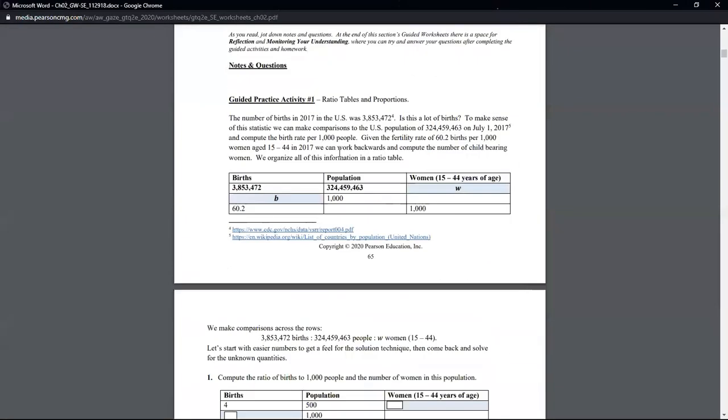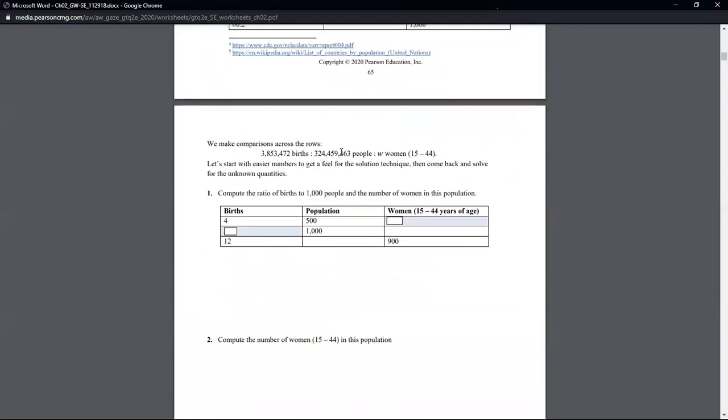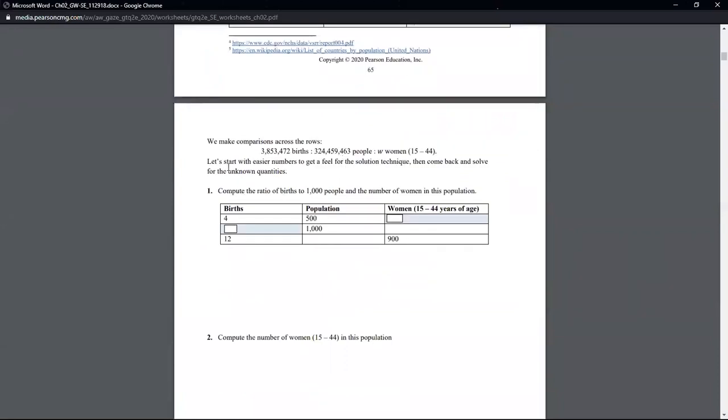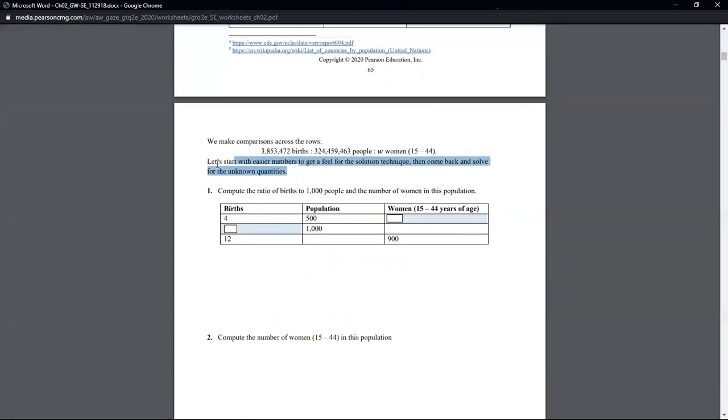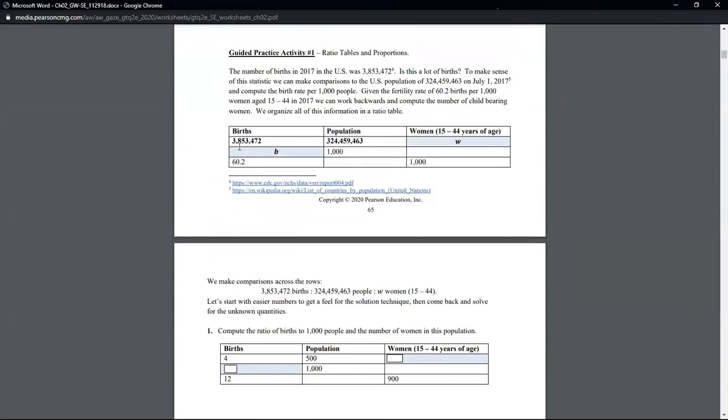Now, before we actually go and do it with those numbers ultimately, let's keep this simpler and do a different problem. We will come back to that, but for now, let's start with easier numbers to get a feel for the solution technique and see if we can have things make sense to us. So instead of saying it's 3.8 million births for 324 million people in America, we're saying it's 4 births for 500 people in some random population. There's only 500 people in this population, and out of them, there were 4 births that year. So we want to find out how many births there were if we scaled this population to 1,000.